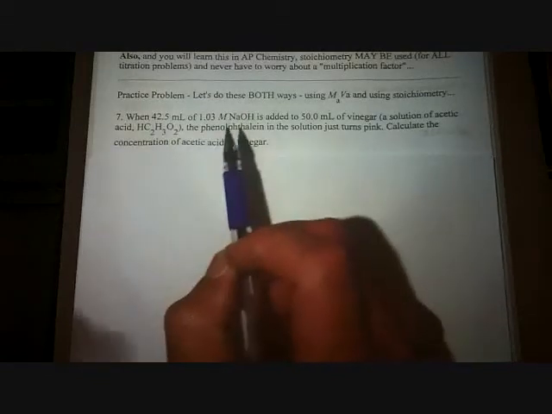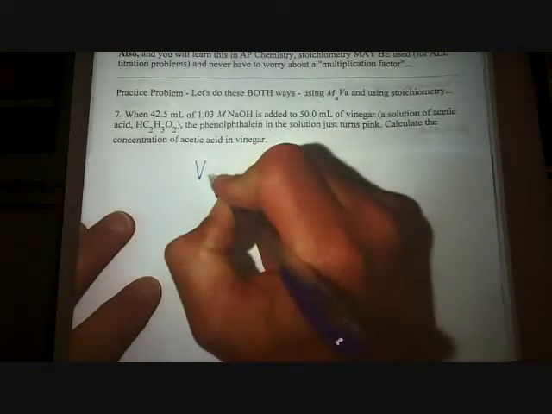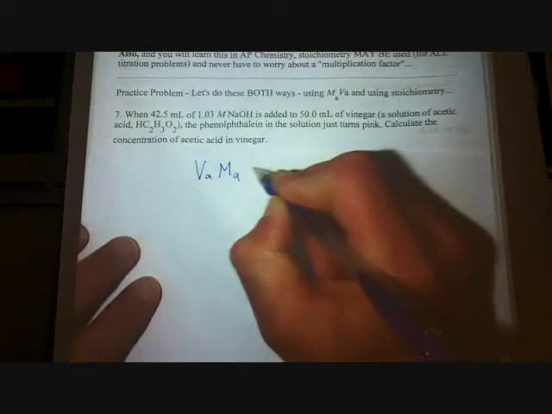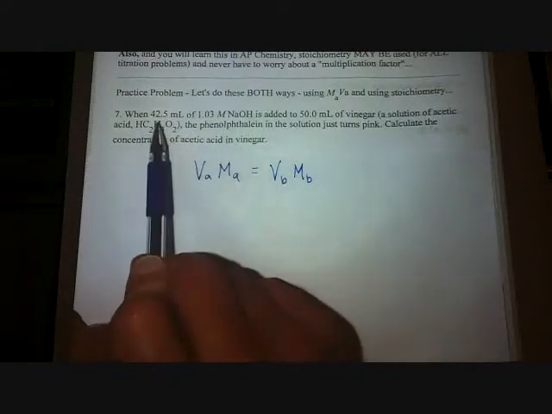It's on the record. All right, number 7 says, when 42.5 milliliters of a 1.03 molar solution of sodium hydroxide. Now let's stop right there. The equation that we're using is the volume of the acid times the molarity of the acid is equal to the volume of the base times the molarity of the base. Looking at our first two things right here in the beginning of the sentence, what does 42.5 represent? Volume of who? Base. It ends in H. If it ends in H, it's a base. If it starts with an H, it's an acid. Now, a lot of the bases that we're using end in hydroxide, but it still ends in H.